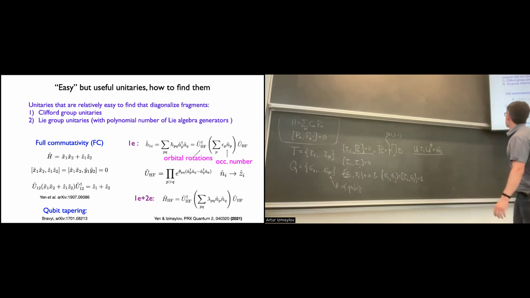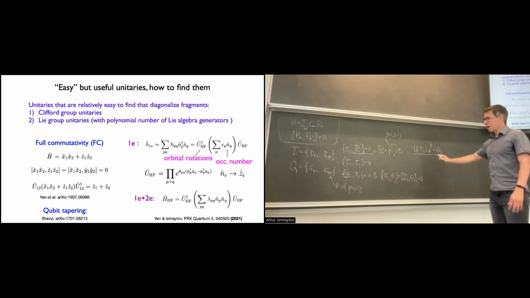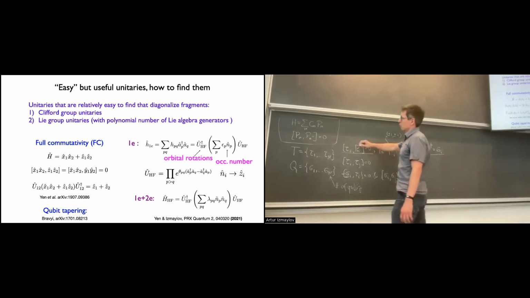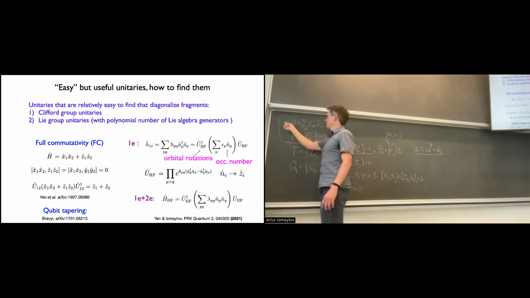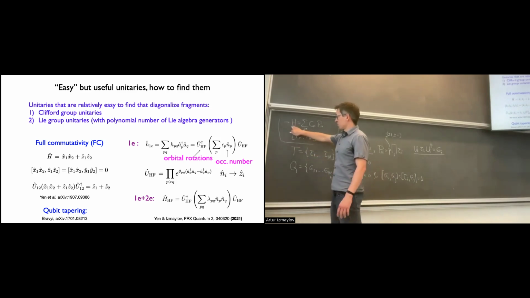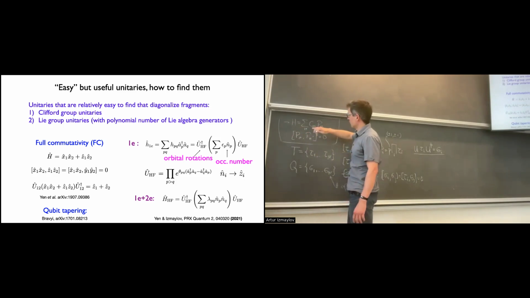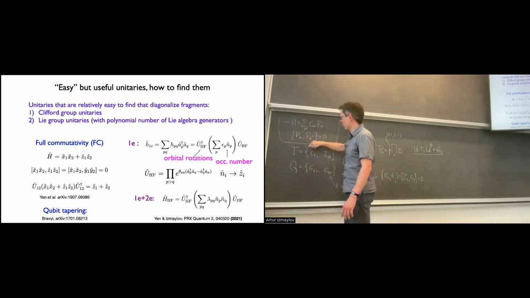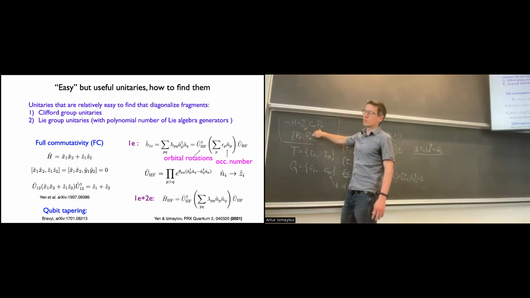Okay, so first let's talk about the fully commuting and qubit tapering situation. Let me remind you, we start with, I skipped the subscript here, and this is not the entire Hamiltonian, this is just a fragment, right? This is a fragment which contains a linear combination of Paulis, and all the Paulis inside the fragment commute with each other.